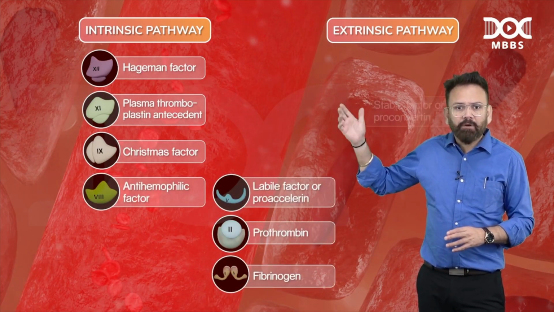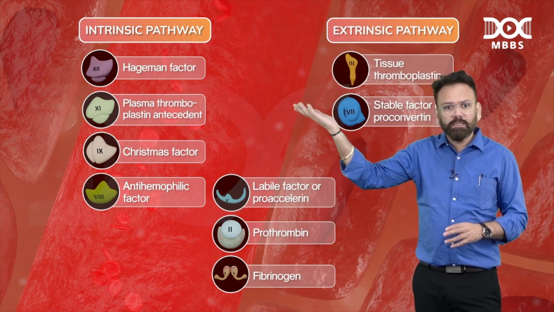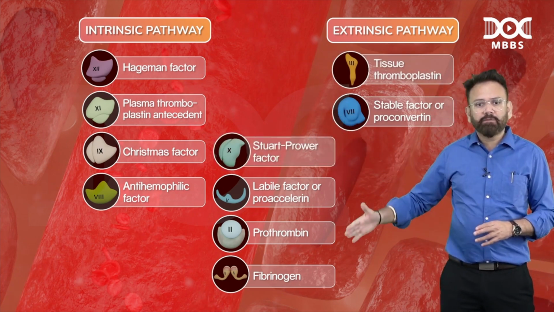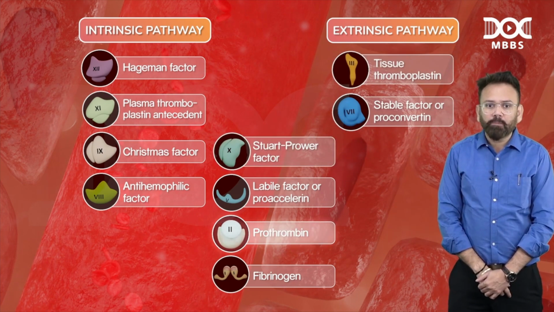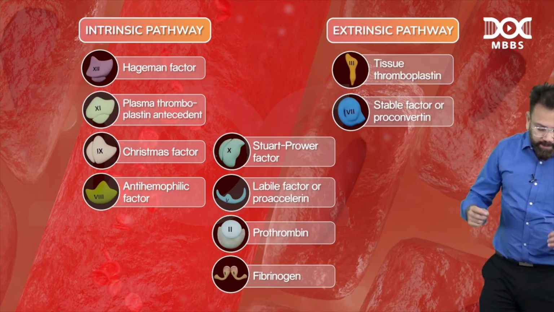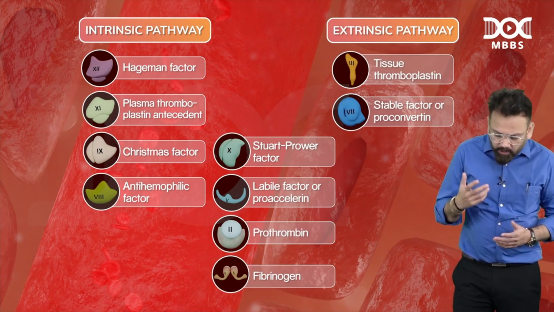In the extrinsic pathway, factor 7 and then factor, you can see that it is merging into factor 10, 5, 2, 1. 2 is what? Prothrombin, and 1 is fibrinogen. Okay, how to remember this? I used to remember it like that.